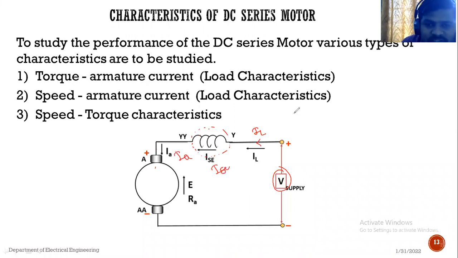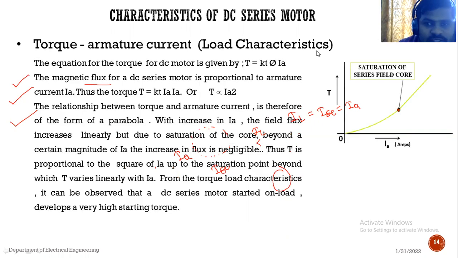So in case of DC series motor, the current flowing through the circuit, that is IL, is equal to Isc, which is equal to Ia. That means all the current remains the same. Okay. So again we want to derive three characteristics: torque versus armature current, speed versus armature current, and the speed torque characteristics. First we will derive the torque versus armature current characteristics.